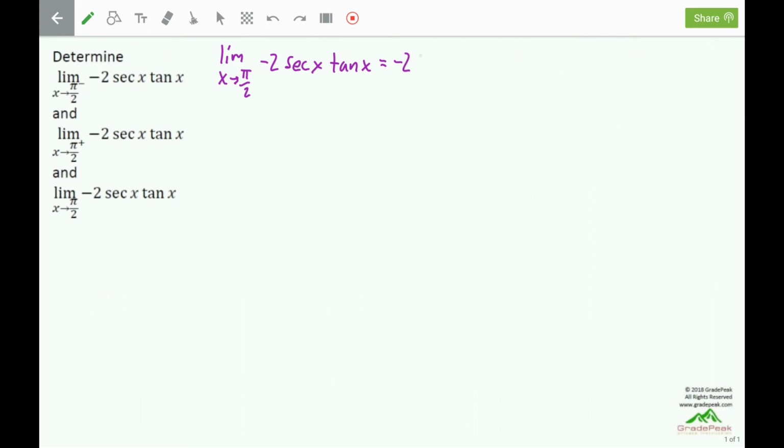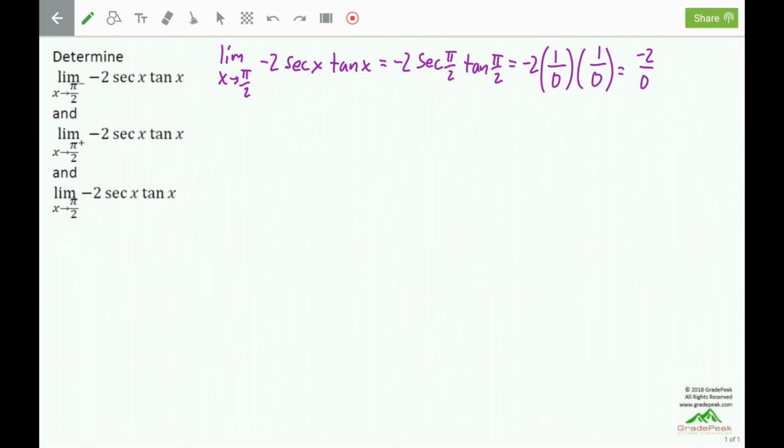That will give negative 2 secant of pi over 2 tangent of pi over 2, which is equal to negative 2 times the secant of pi over 2, which is 1 over the cosine of pi over 2, which is 0, times the tangent of pi over 2, which is the sine of pi over 2, 1, divided by cosine of pi over 2, 0. We can multiply all of the numerators. Negative 2 times 1 is a negative 2, over multiply all the denominators. 0 times 0 is 0.